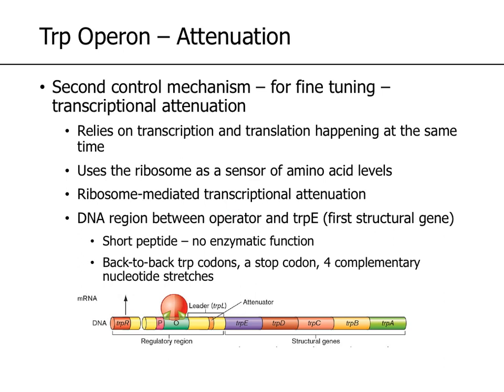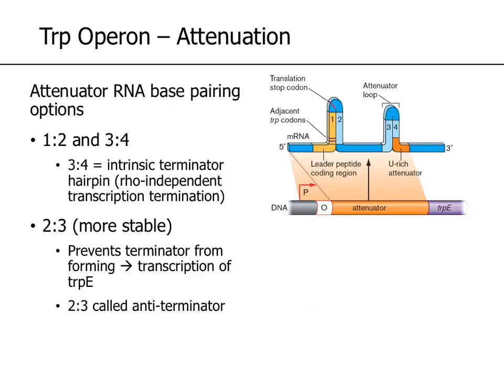The DNA region between the operator and the first structural gene, trpE, is where the attenuator lies. There's also this leader sequence, which encodes a peptide. There is a start codon, and it encodes a peptide that essentially has no enzymatic function. But the key thing that it has is these back-to-back Trp codons. It also has a stop codon because it's not supposed to be making anything, so it makes sure that translation stops. And then it has four complementary nucleotide stretches, which we'll talk about.